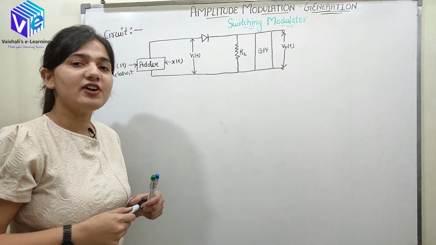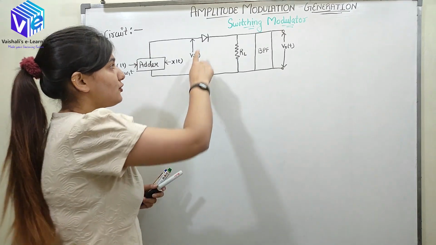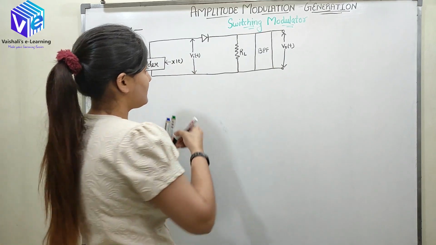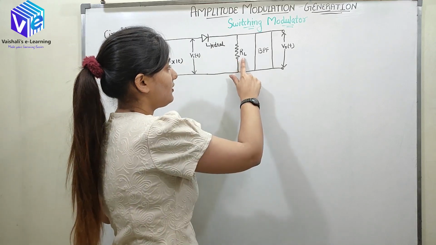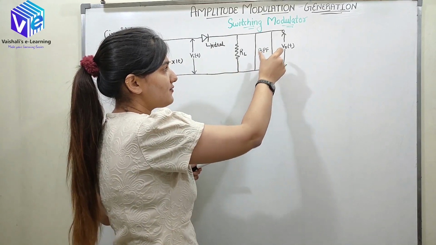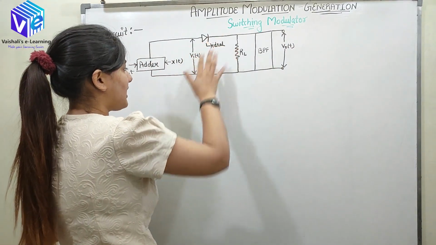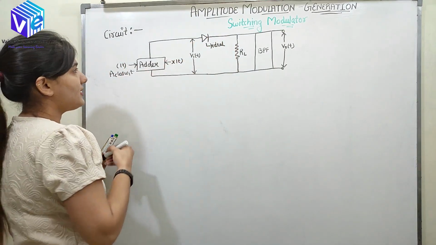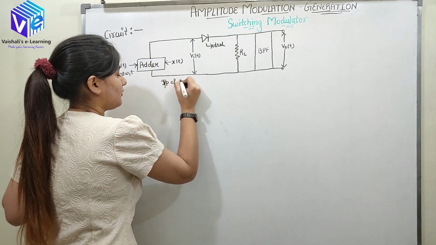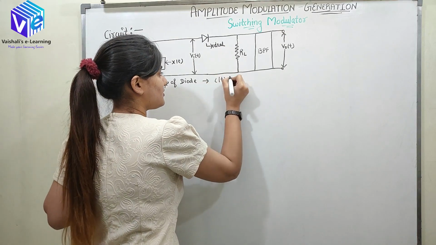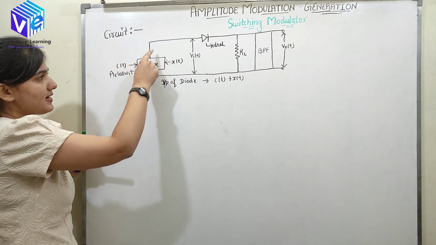I hope you remember the functioning of the diode. The functioning of the diode includes its switching operation, so the diode works as a switch. I am taking this diode to be an ideal diode. After that, the diode is connected to a load resistance which is connected to a band pass filter, and from there I am getting the output voltage. The input of the diode is the combination of c(t) plus x(t).